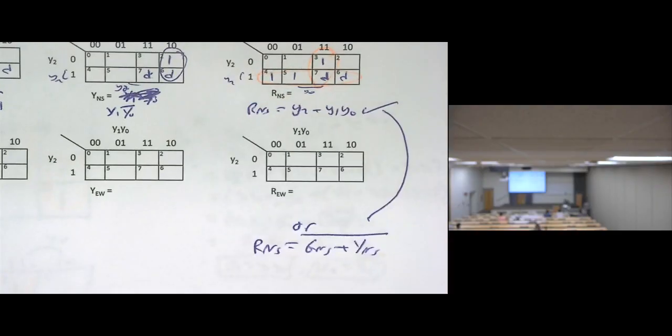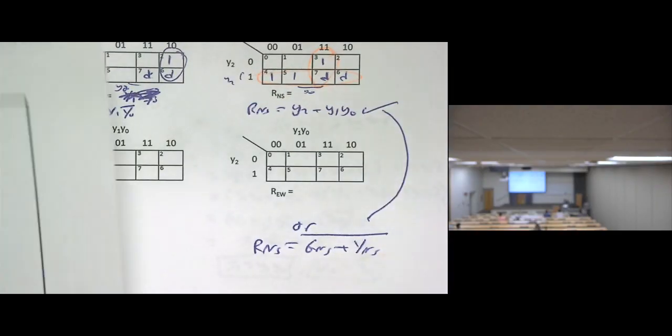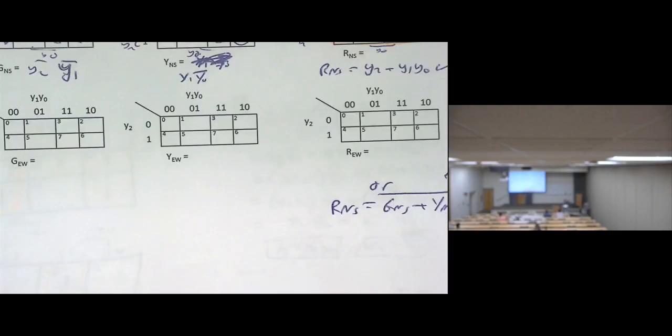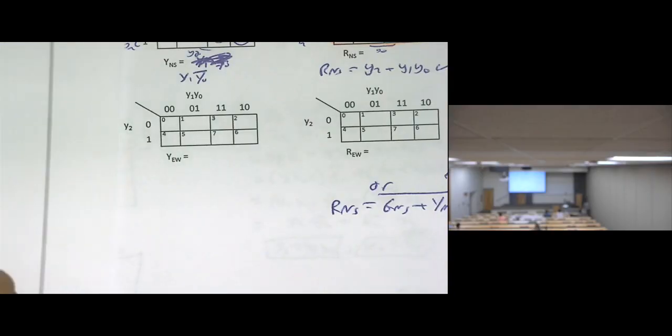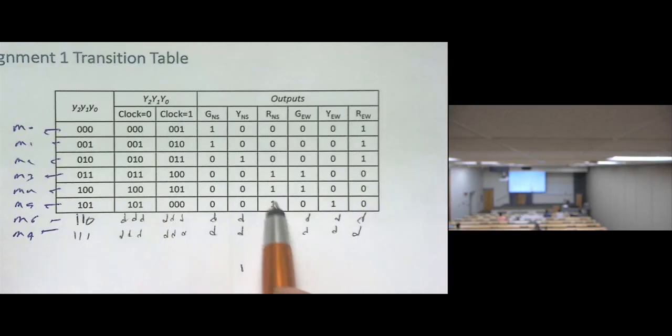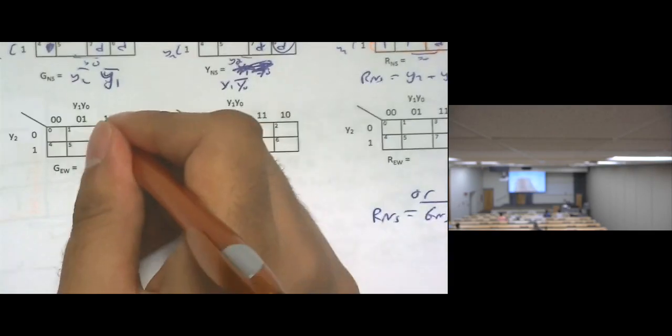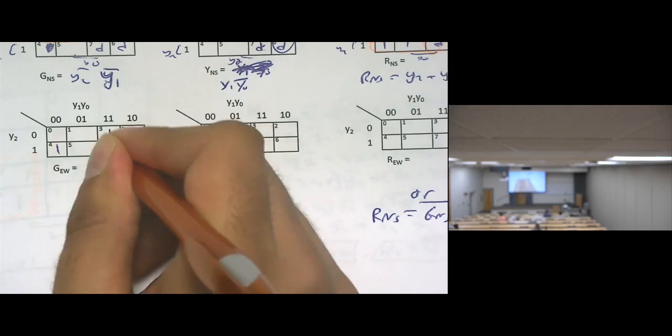Okay? How about the green east-west? Green east-west is at M3, here is green east-west. At M3, M4, then 6 and 7 don't care. M3, M4, 6 and 7 are don't care.